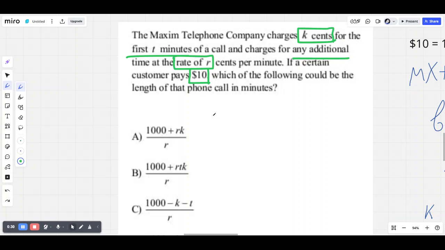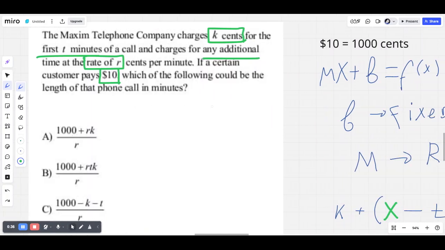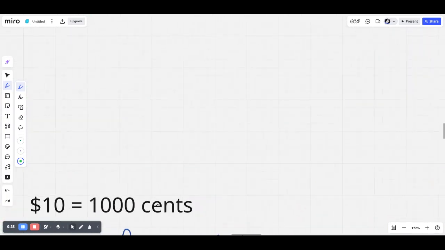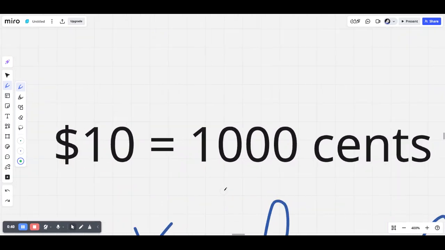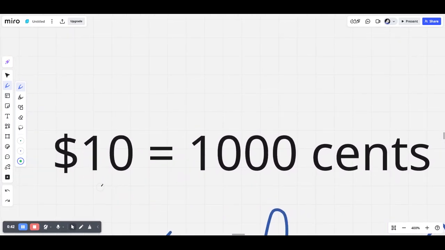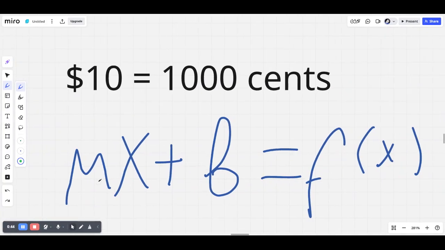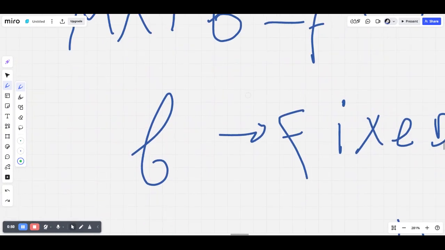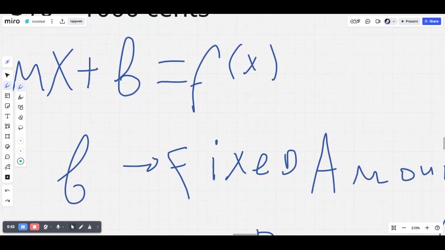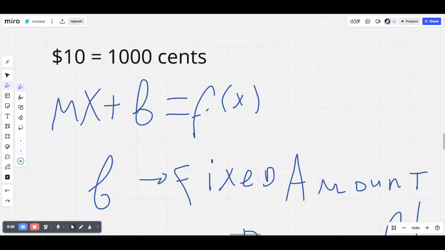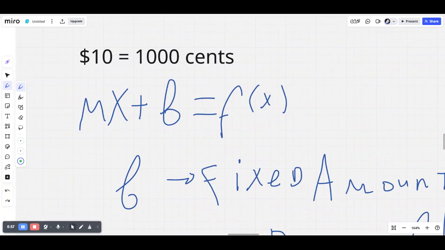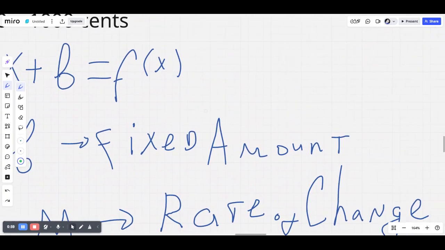Now, as you can see, that's a word problem, and we have to find the period of the phone call. So, first of all, I converted $10 to 1,000 cents. And we're going to use this formula, mx plus b, because that's a word problem for a linear function. Now, in this sense, b means the fixed amount. It means the amount that doesn't change. That's a constant amount. Well, m is the rate of change.